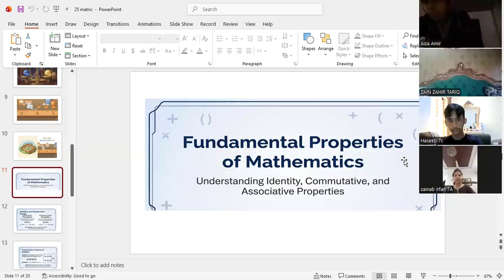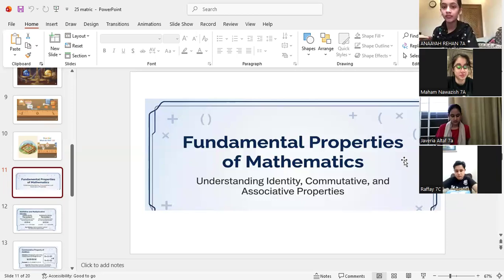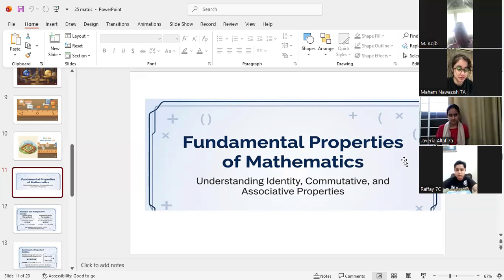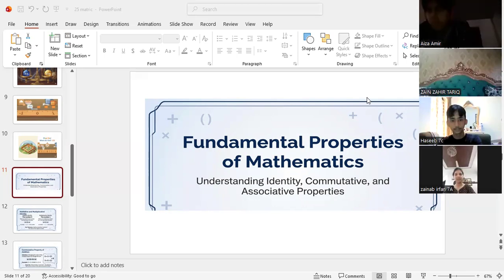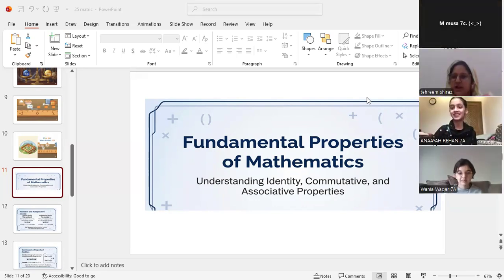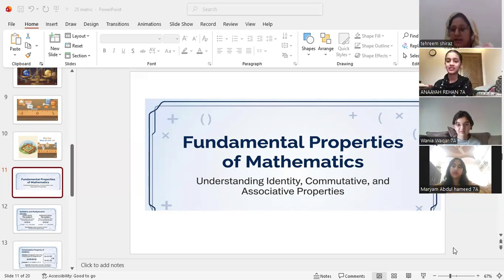Anaya Rehan, unmute yourself. Tell me. What? Identity? Yes. Ma'am, it basically means like, if we say it in Urdu, it means पहचान. Yes. That's what I was asking.